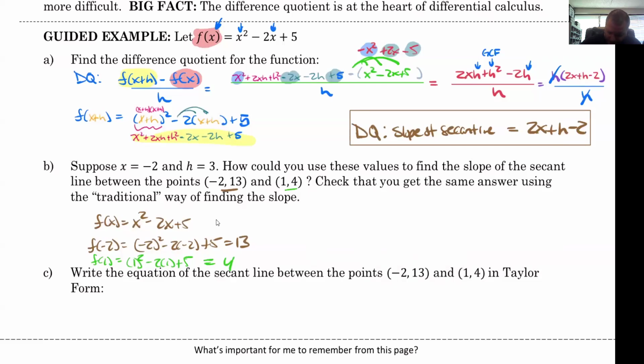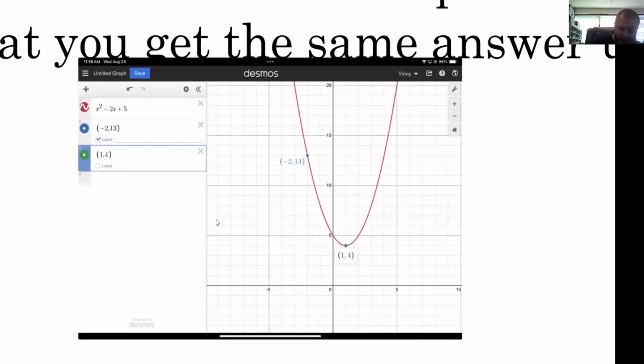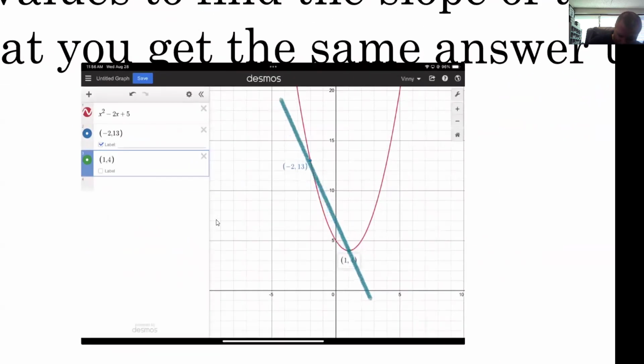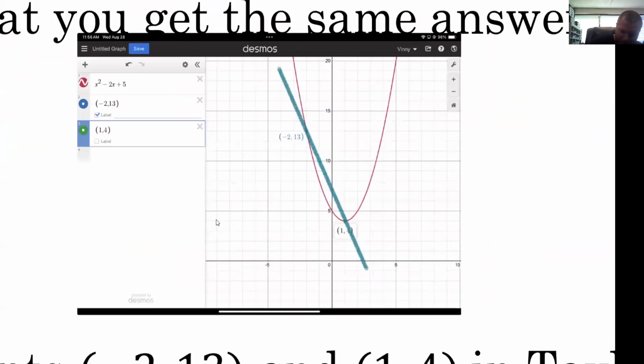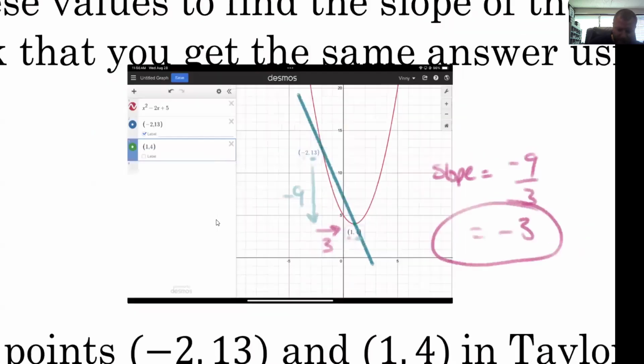So maybe make that a little tiny one right there and zoom in. All right, so those are our points. So if we want to find the slope between these two points, like the old-fashioned way, we would just kind of connect them and then do a little rise over run, right? So if I'm at 13 and I want to get to 4, I'm going from 13 down to 4, so I'm rising -9. If I want to run from -2 to 1, well, I'm running 3 in the positive direction. So our slope is -9 over 3, which is going to be equal to -3.